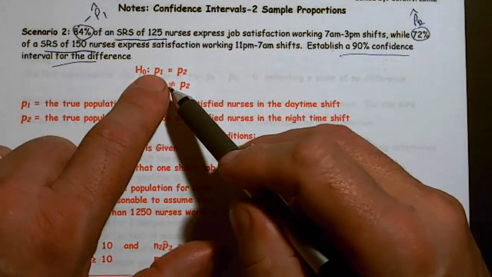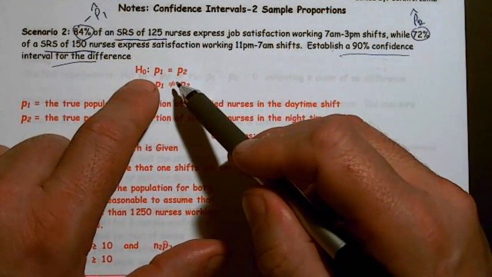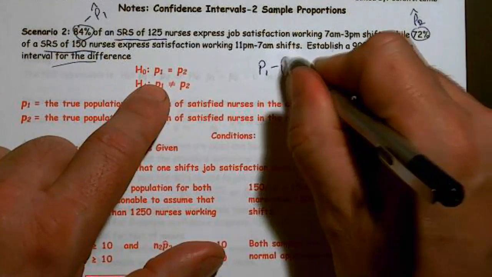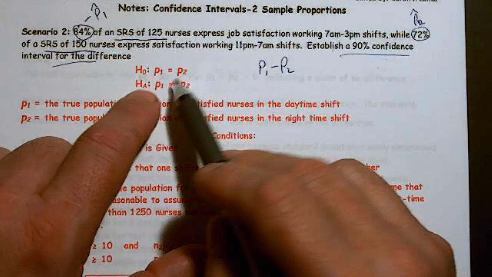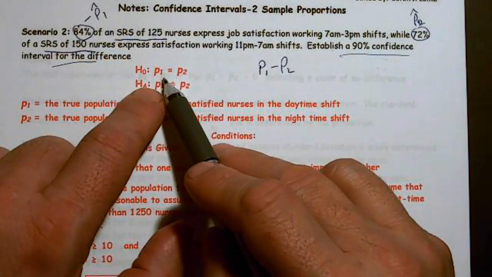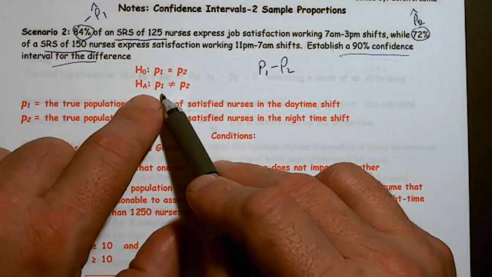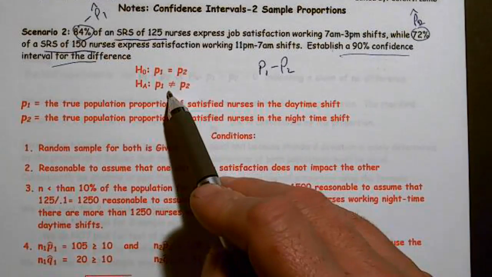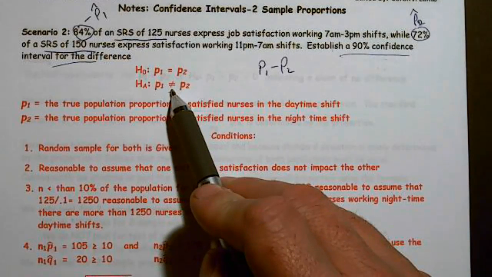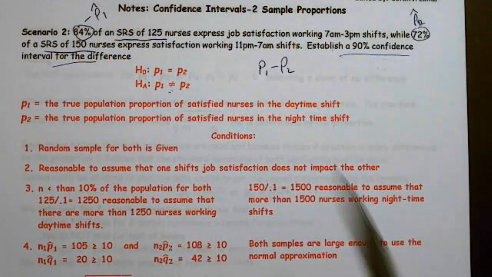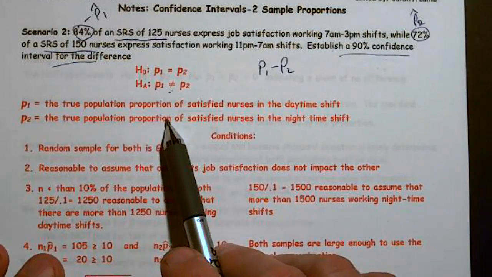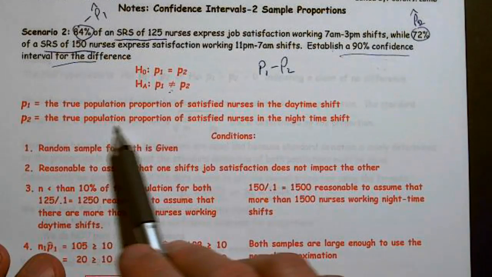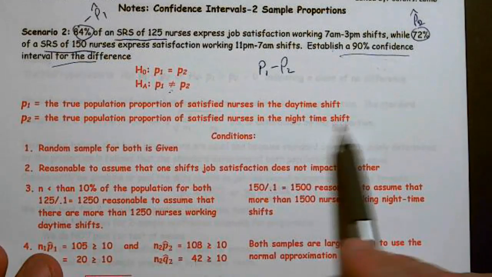Once again, we don't have to write the null and alternative, but we're trying to estimate what p1 minus p2 is. If we were doing a null, p1 equals p2, and I write this partially because we know that all confidence intervals are two-tailed tests. Essentially, we're looking for whether or not there is a difference. So p1 is the true population proportion of satisfied nurses in the daytime shift, and p2 is the true population proportion of satisfied nurses in the nighttime shift.